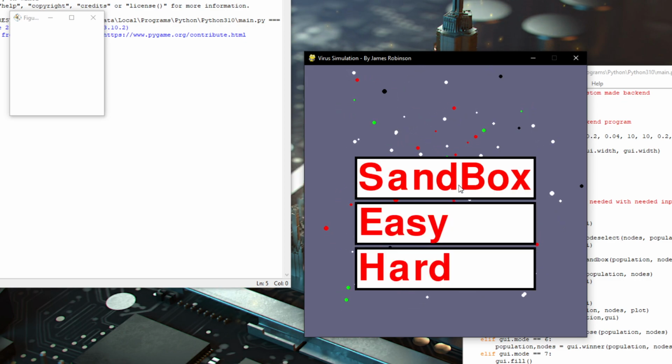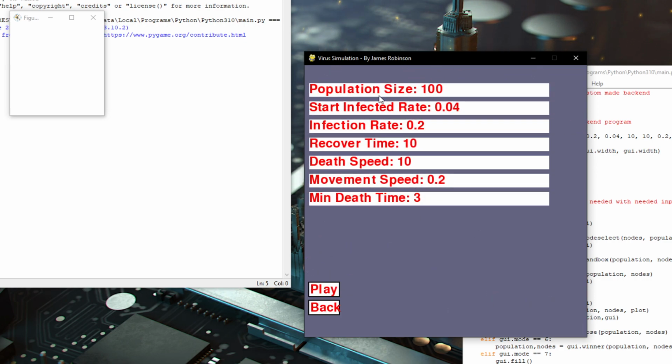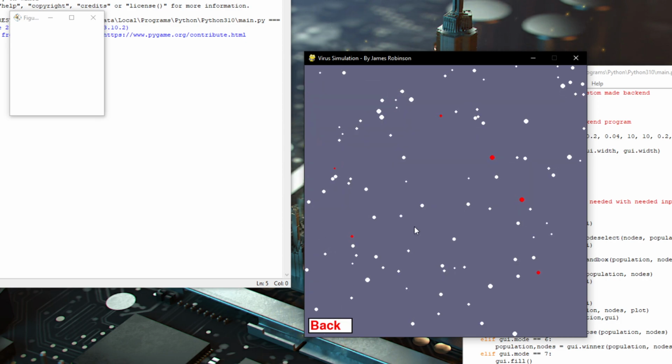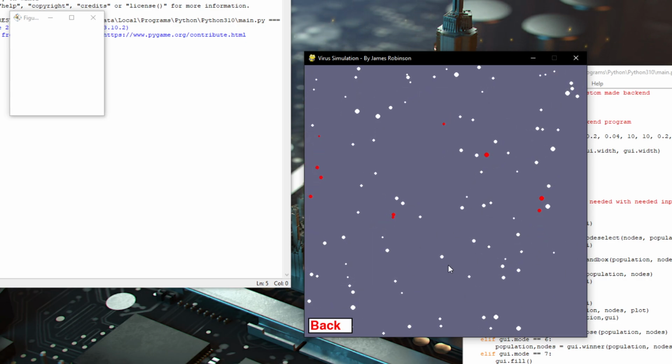Okay, so once you go through the menu screen, we have the mode select screen. Here we have a sandbox version, easy and hard. In sandbox, we have a few different things we can play around with. By default, for example, the population size is 100, and if we click on it, we can see what that looks like here. And this is just playing through the game.